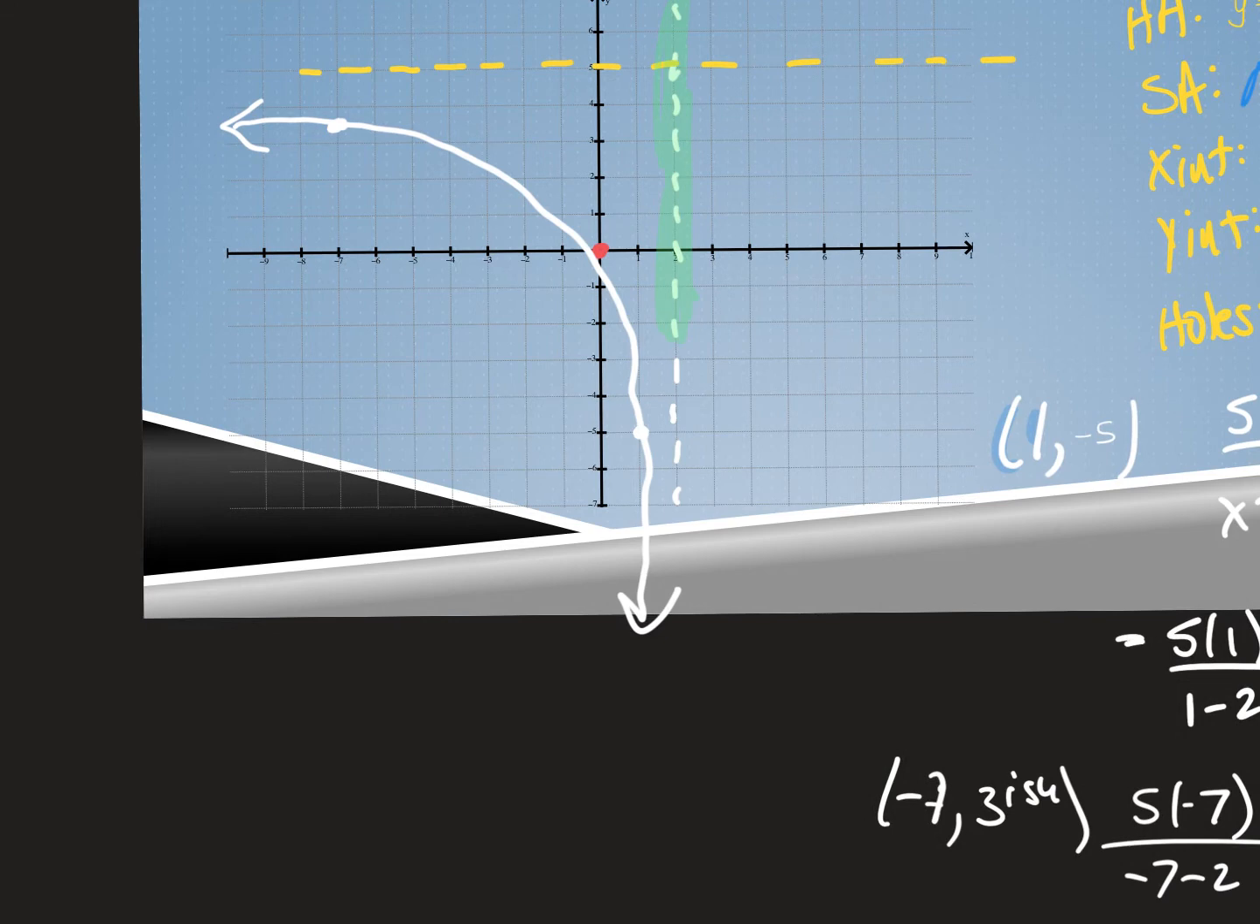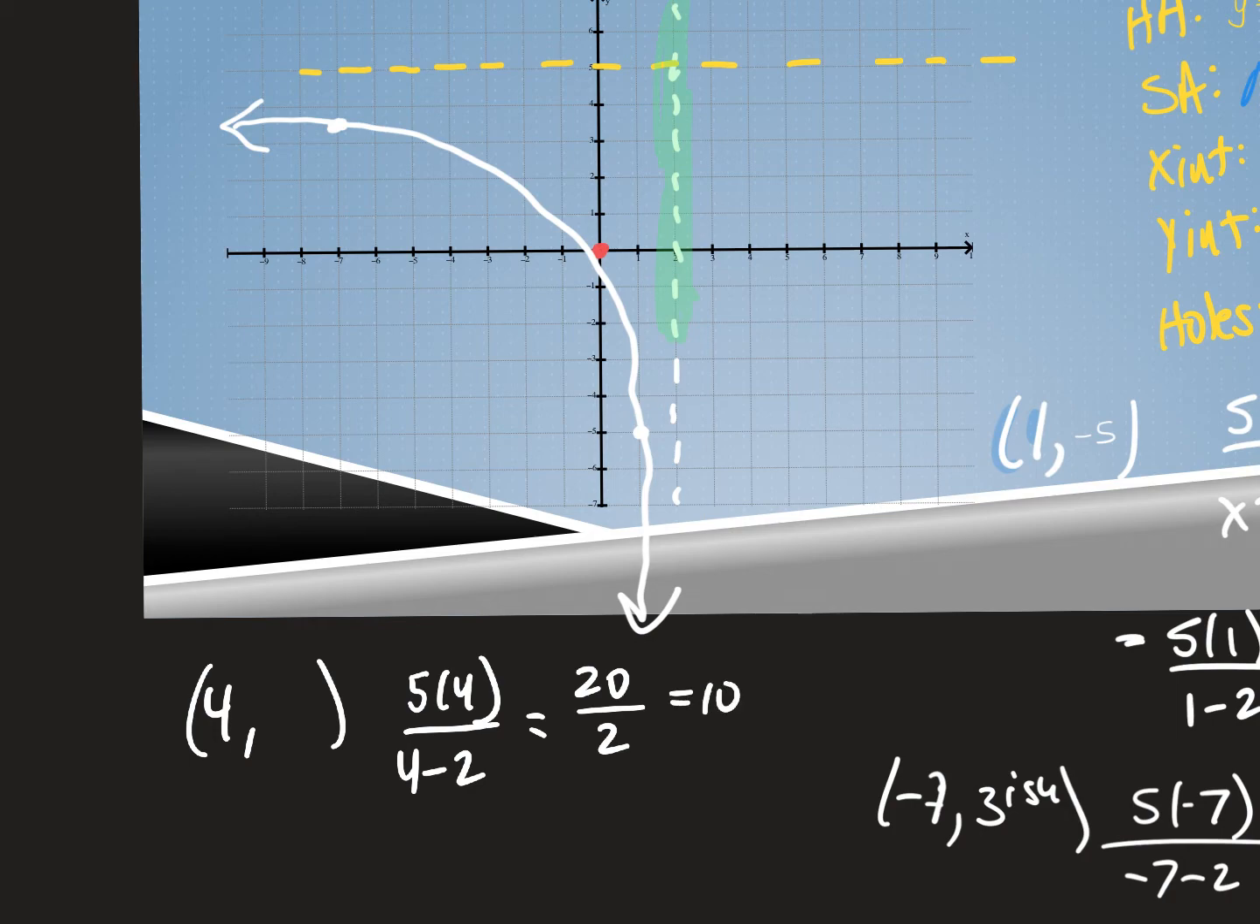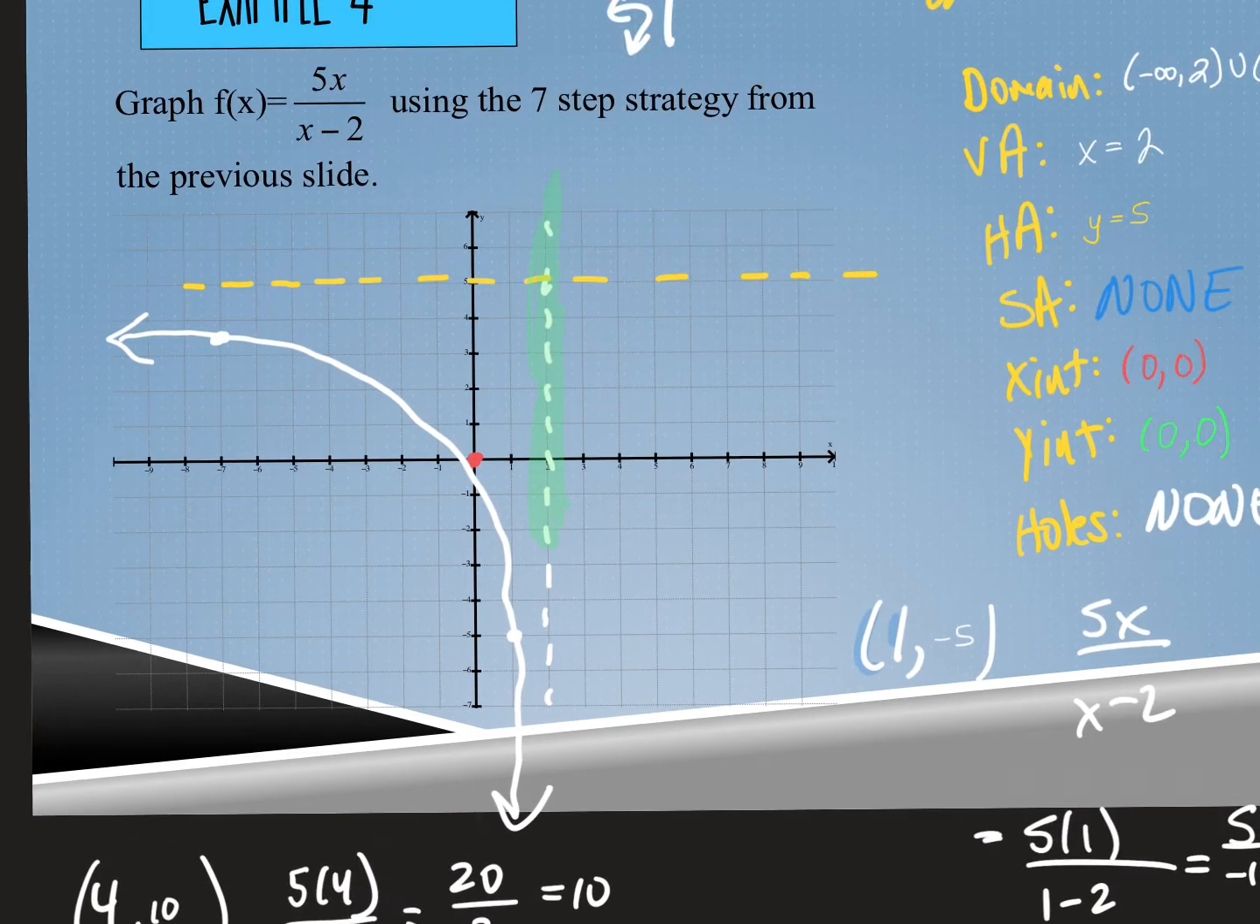4. Okay, let's plug in 4. When I plug in 4 into my function, what do I get? So I have 5 times 4 over 4 minus 2, right? What's 5 times 4? 20 over 4 minus 2 is? So when I plug in 4, I get out what number? 10. So I go over 4, 1, 2, 3, 4, and I go up 10. 1, 2, 3, 4, 5, 6, 7. It's way up here somewhere, right? Okay.